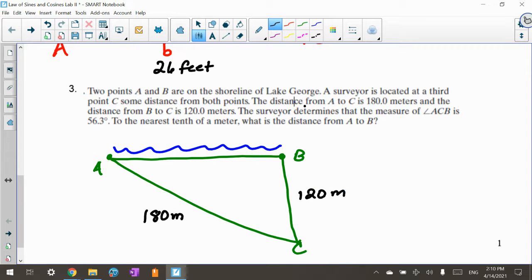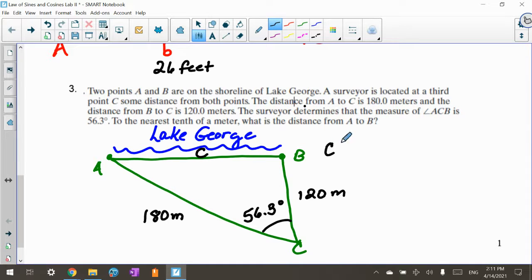They already have A, B, and C, so that makes it nice. And this right here is Lake George. I hope you notice this is Lake George right here. Now, the surveyor determines the measure of angle ACB is 56.3. So ACB, which is right here, is 56.3 degrees. Now they want to know, to the nearest tenth of a meter, what is the distance from A to B? So they want this distance along the shoreline, which is a little c.